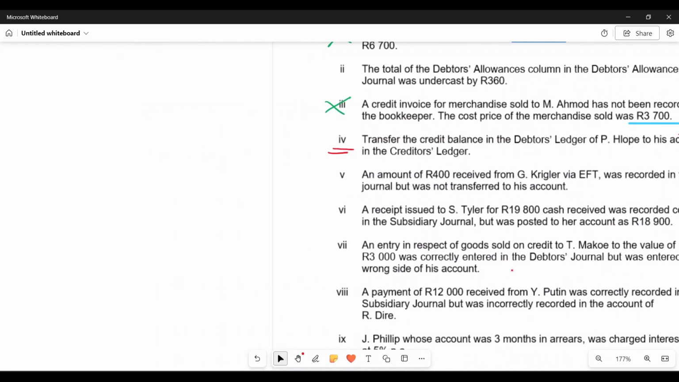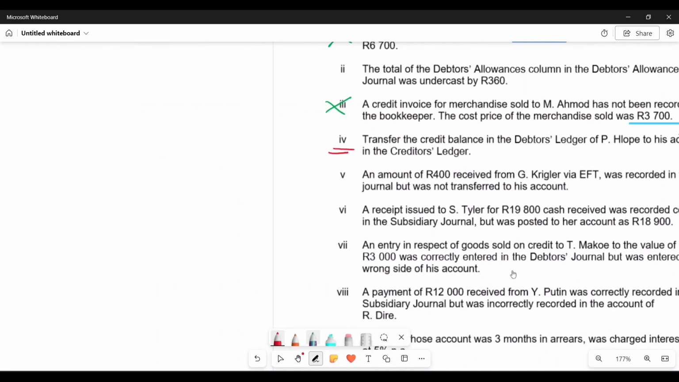Now, let me try and show you what they mean by this, or what we need to do in this kind of instance. I'm going to first draw my debtors control account, because remember, this is where we represent our debtors. So this is an asset account. It increases on the debit side and decreases on the credit side, right?